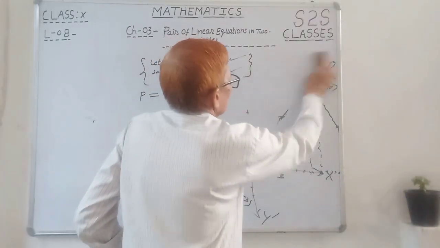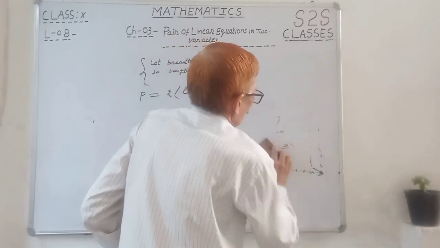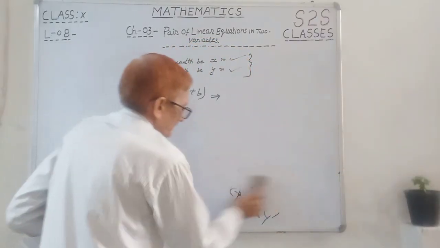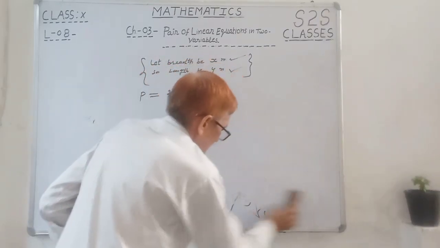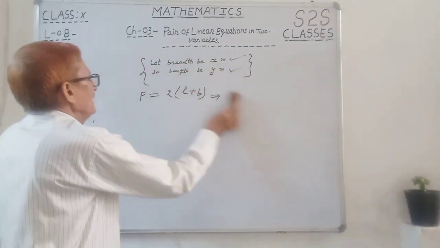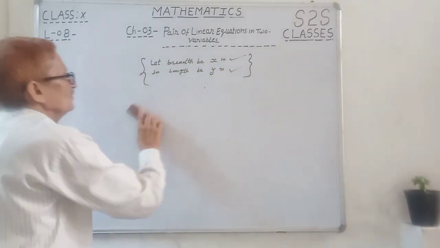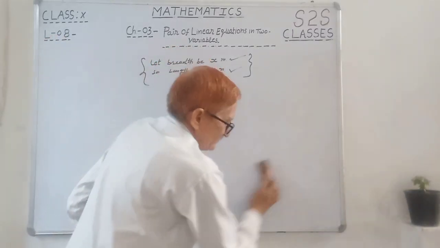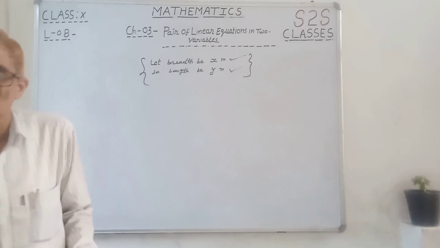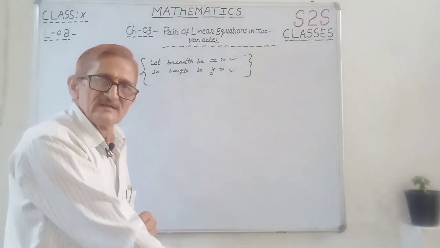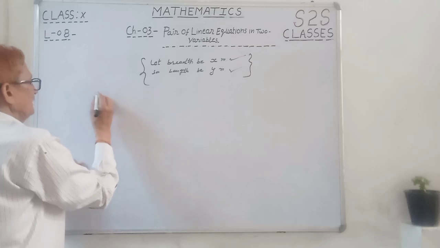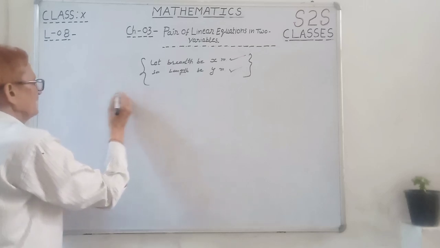In this example I told you, now I want to discuss how many situations, how many types of graph, of a pair of linear equations, may occur? Three types. First, we can make one table.